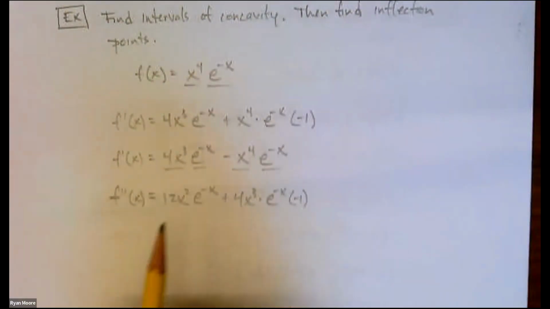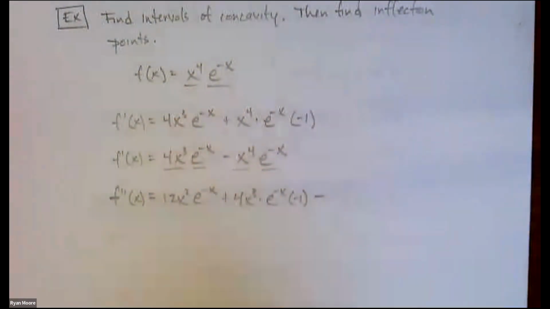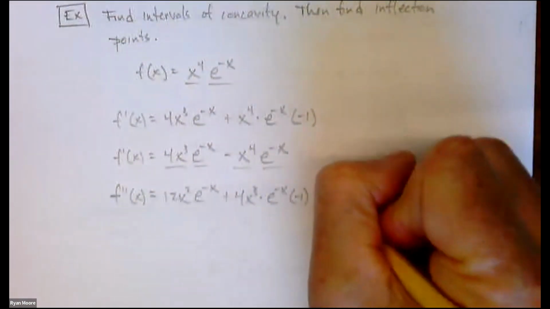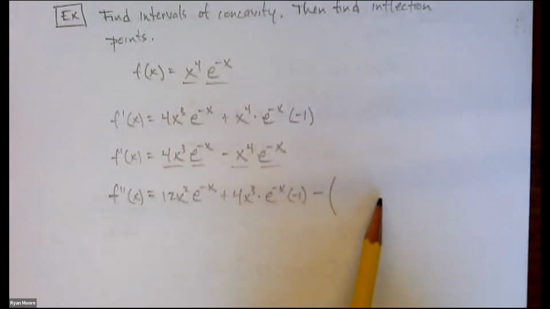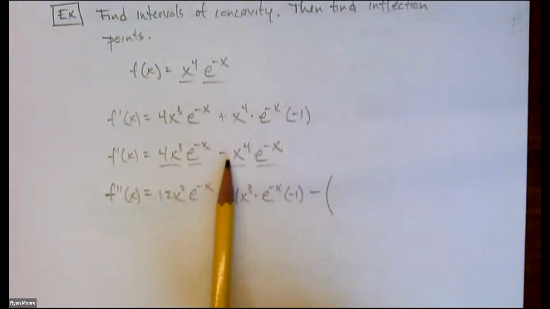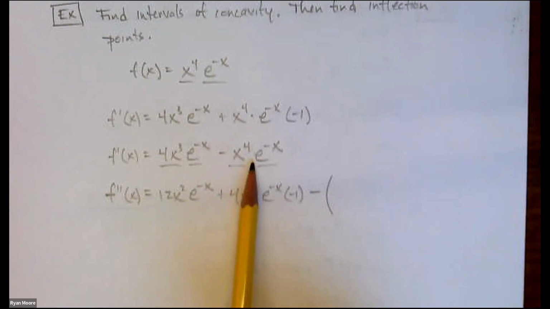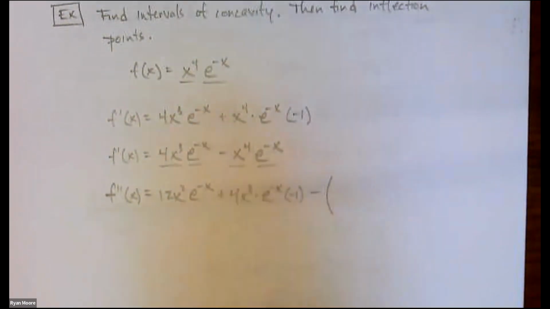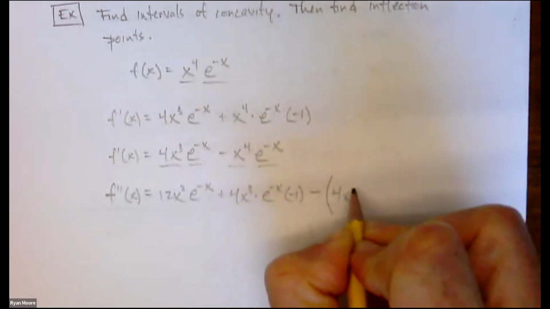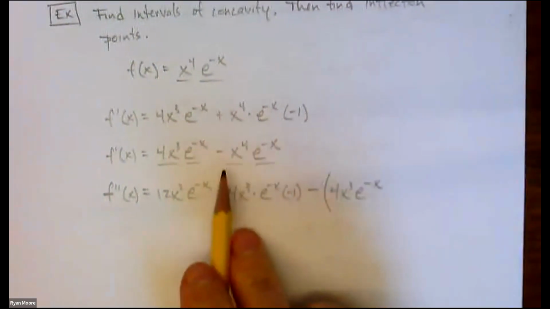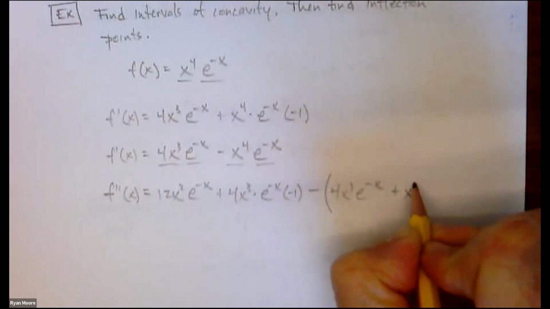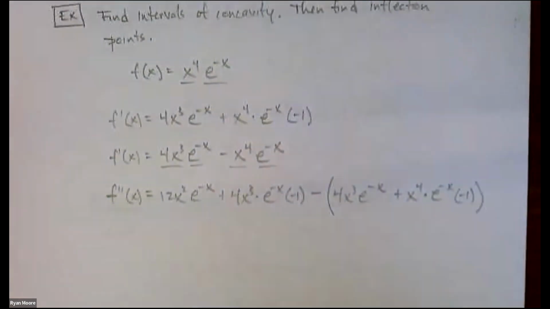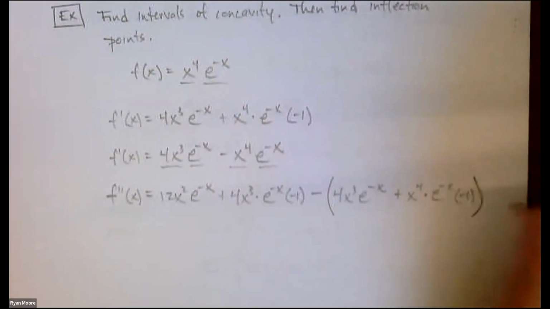Okay, looks good. Minus, now be careful here, because we're subtracting and then doing a product rule, we need to make sure that minus sign goes to both parts of our product rule. So we'll say minus and then product rule here. This is actually the same product rule we did from the beginning, so it's going to be this again. 4x cubed e to the negative x plus x to the fourth times e to the negative x times -1. All that in those large parentheses.